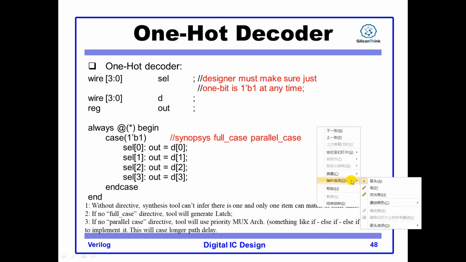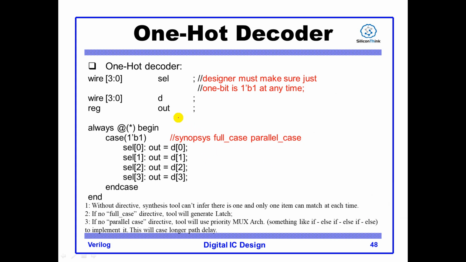So the problem is if you use some other synthesis tools, such as tools from Xilinx or from Altera or Intel, or a synthesis tool from Cadence, you had better check the manual for full case and parallel case, how to write this keyword. Maybe they will use Synopsys, or maybe they will use synthesis. You have to check the manual. But for Design Compiler from Synopsys, this syntax is okay. This is one method to code a one-hot decoder.